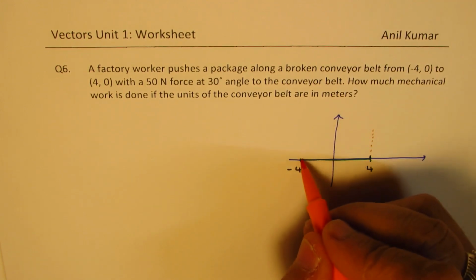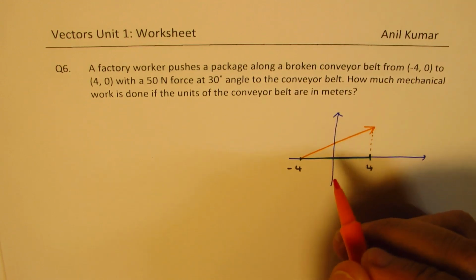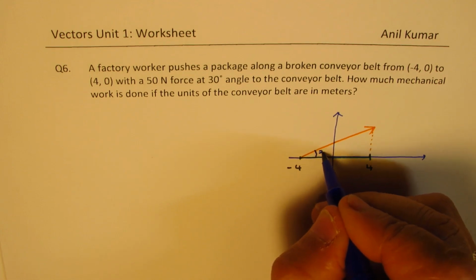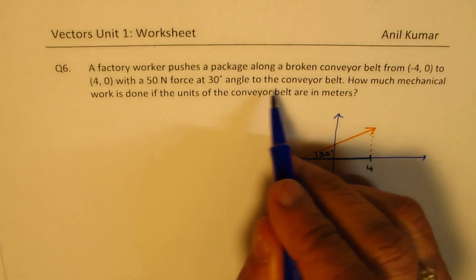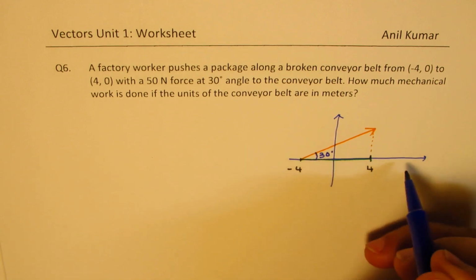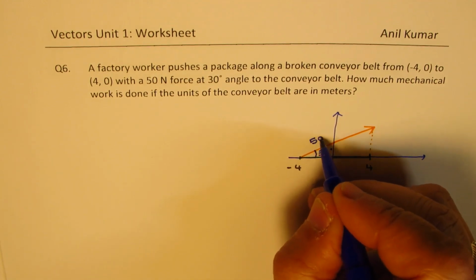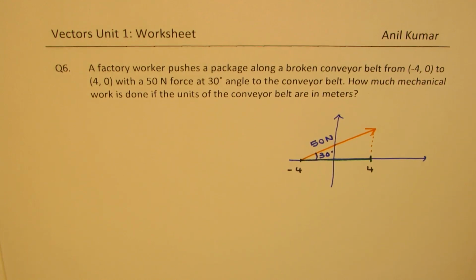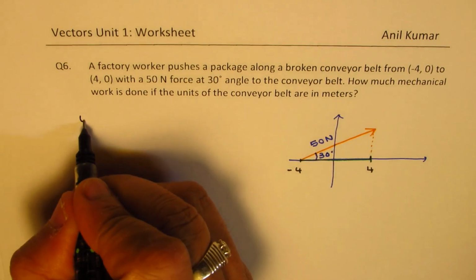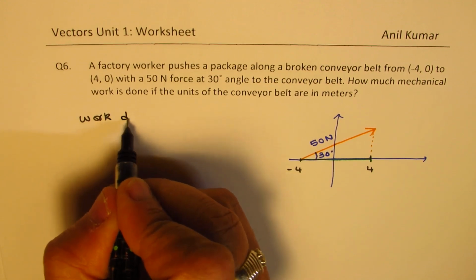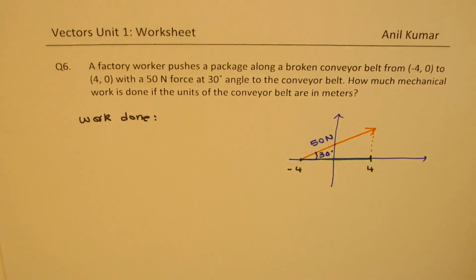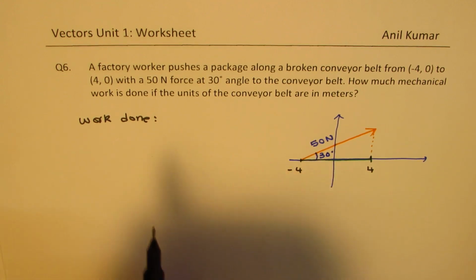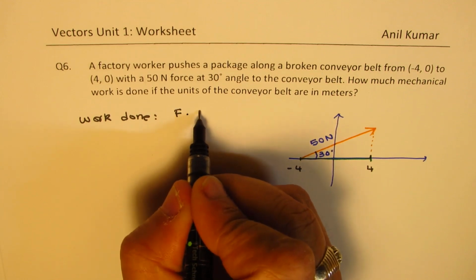Okay. So let us say that is the force, right? And this force is at an angle of 30 degrees to the conveyor belt, and that's the conveyor belt, right? And the magnitude is 50 newtons. We need to find the work done. So work done is the force dot product F dot S, right?